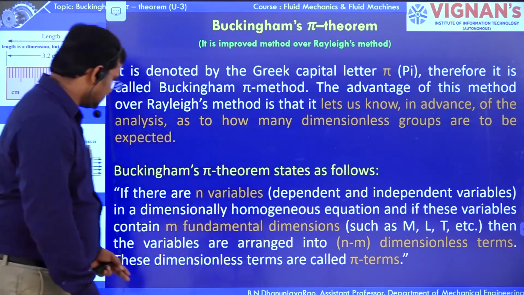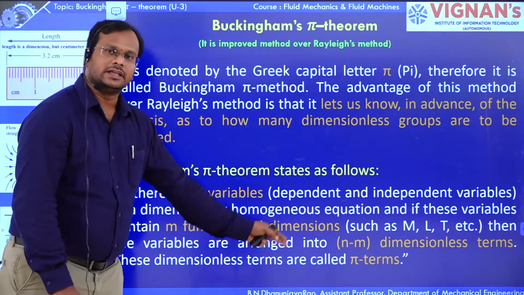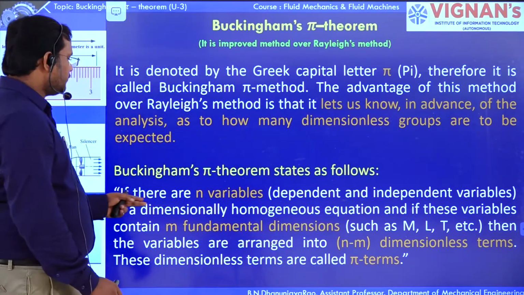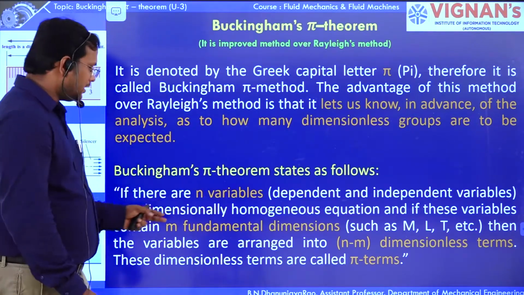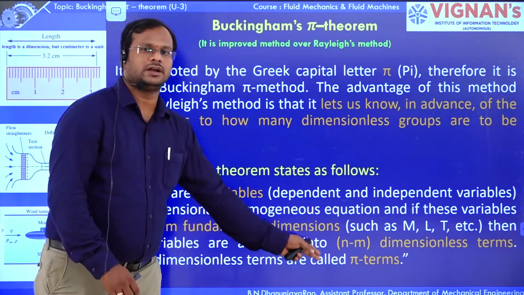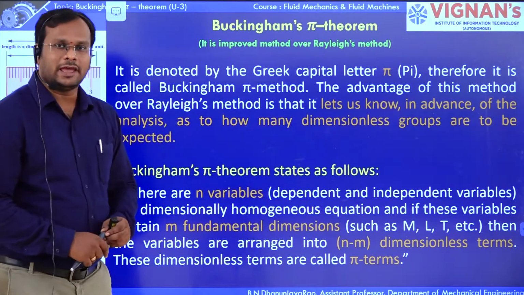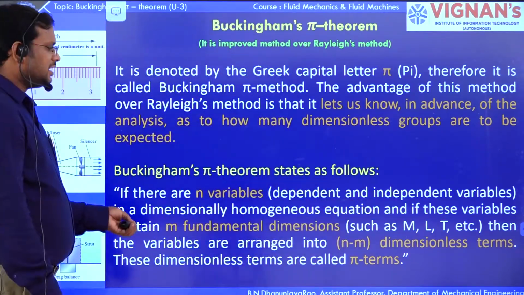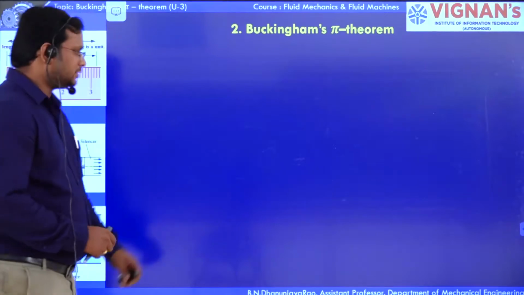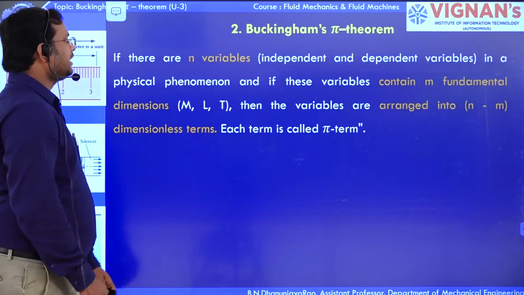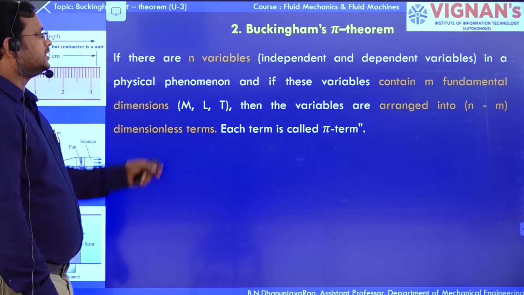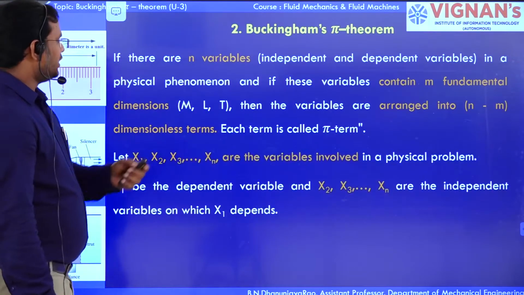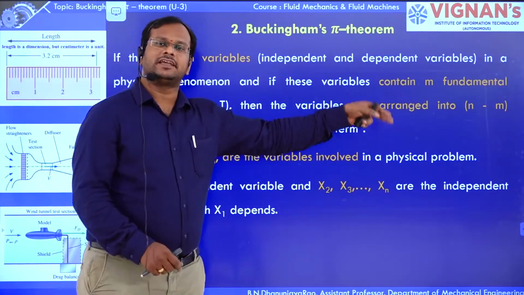In such a case, the variables are arranged in n minus m dimensionless terms. If there are n variables and m fundamental dimensions, we can arrange n minus m dimensionless parameters, n minus m dimensionless terms. These dimensionless terms are called pi terms. So Buckingham's pi theorem: if there are n variables, independent and dependent, in a physical phenomenon containing m fundamental dimensions, we can arrange n minus m pi terms.